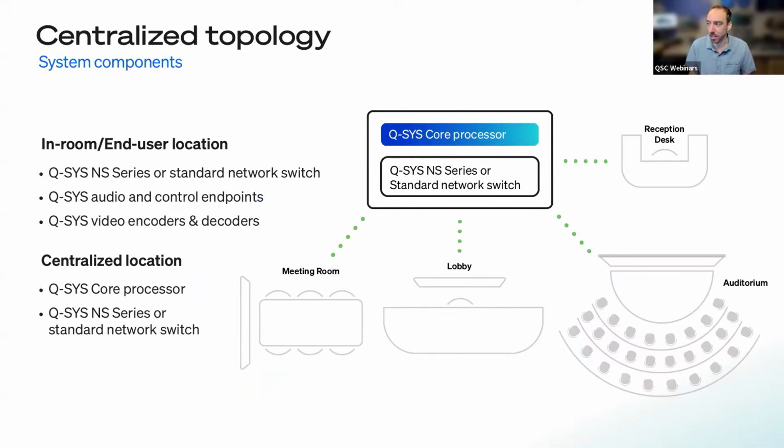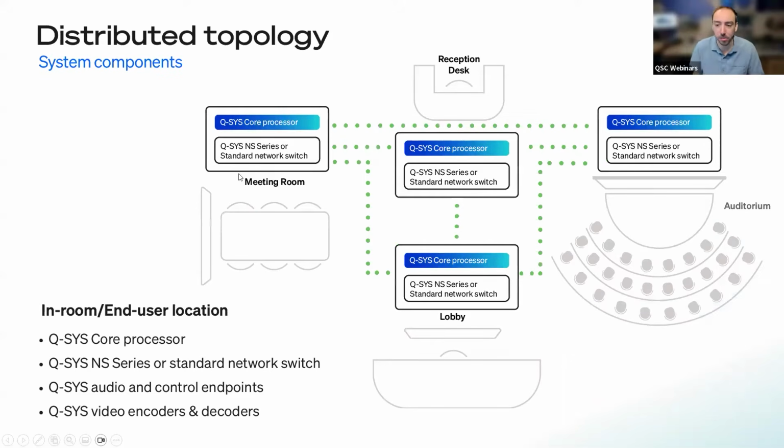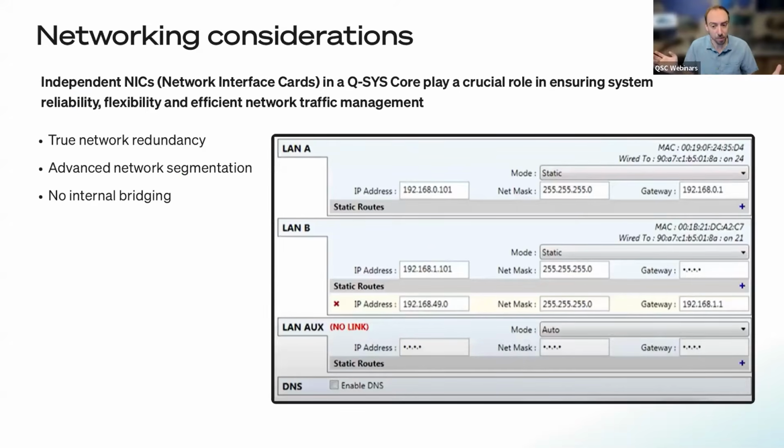So here's a centralized topology, just as a nice handy diagram. We've got our Q-SYS core and our network switch that is controlling a whole bunch of spaces. And in each room, we have our peripherals, our audio and control endpoints, our video encoders and decoders. It's nice, pretty straightforward. Inside our distributed topology, at each of those 4 locations, so auditorium, reception desk, meeting room, and lobby, we have a core processor, we have a network switch, we have any peripherals that live there. All of that can still communicate with each other, but it's all separate.